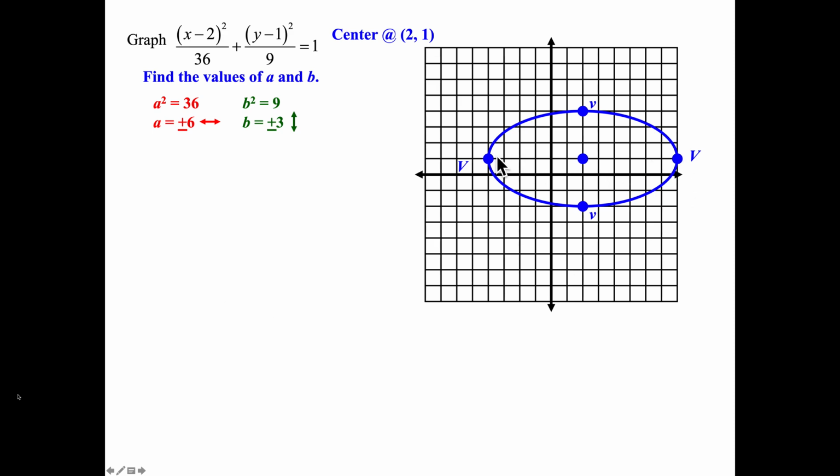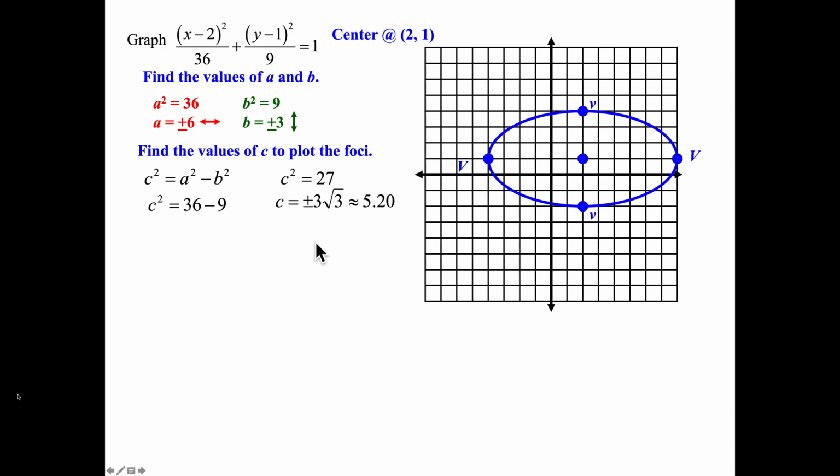Foci are going to be going left and right, so again, big minus small. So a squared minus b squared, or 36 minus 9, that's given us 27. We'll take the square root of that. That's going to be plus or minus 3 radical 3. If you simplify the square root of 27, the decimal version of the square root of 27 is 5.2. So again, just slightly past 5 will be our foci left and right of the center.